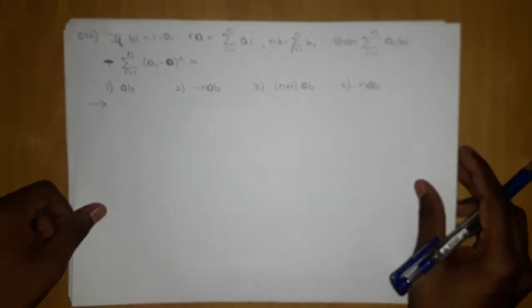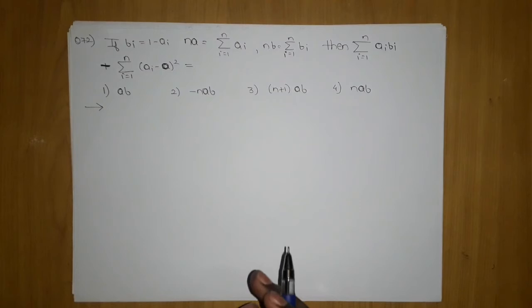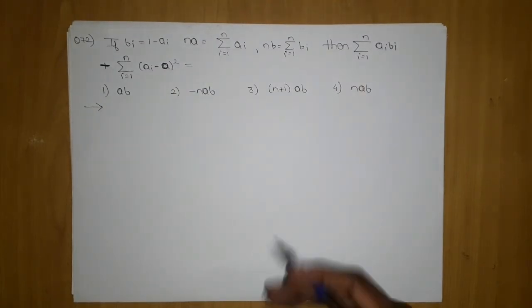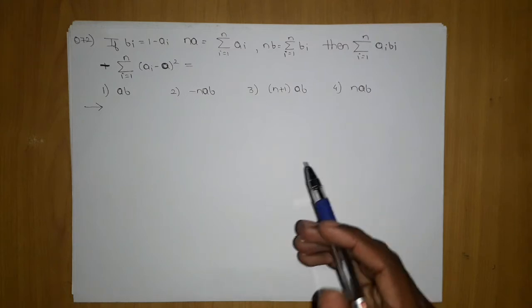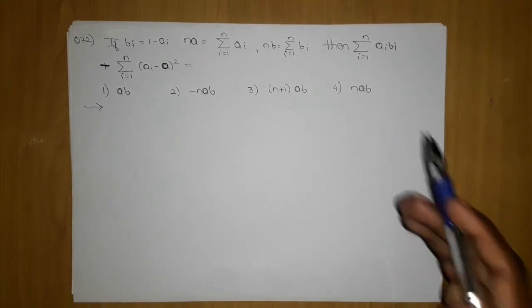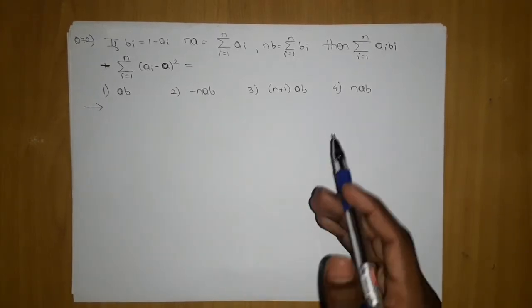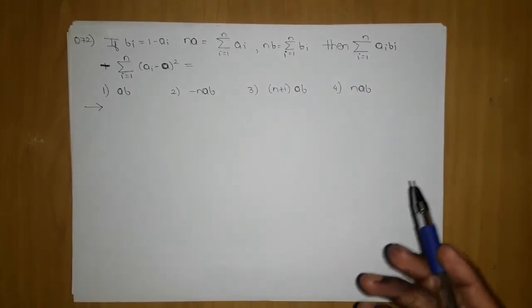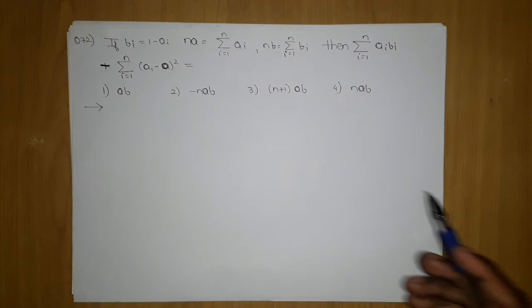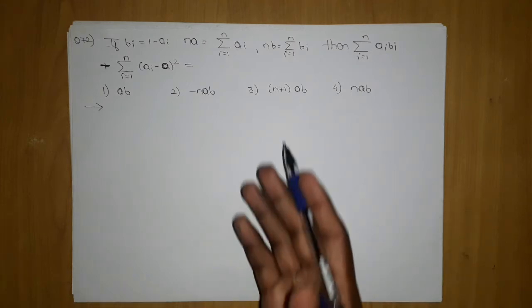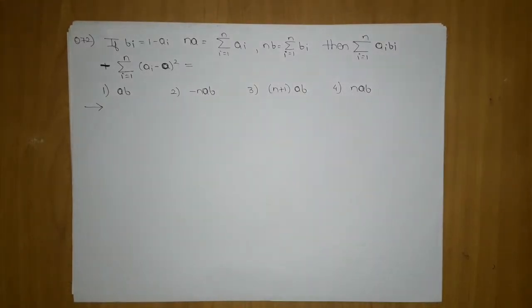This is question number 72. Okay, which says bi is equals to 1 minus ai, na is equals to summation i is equals to 1 to n ai, nb is equals to summation i is equals to 1 to n bi, then summation i is equals to 1 to n ai into bi plus summation i is equals to 1 to n ai minus a the whole square is equals to what? ab minus nab, and plus 1 ab and nab. Okay, this is a JEE main level question.